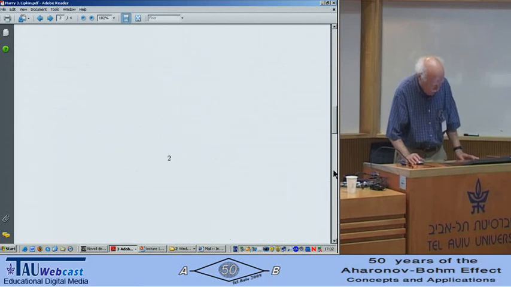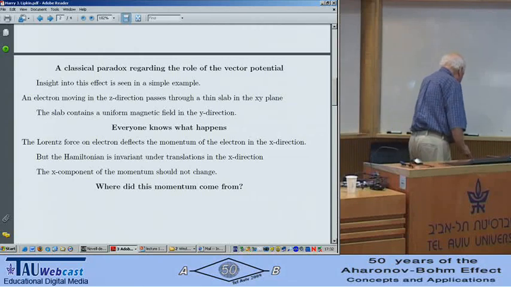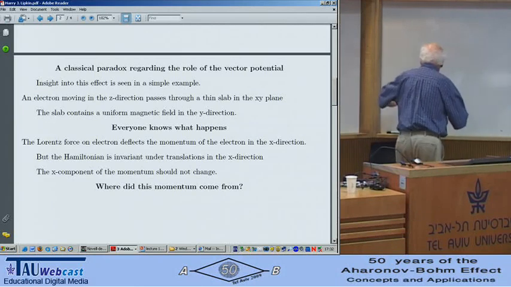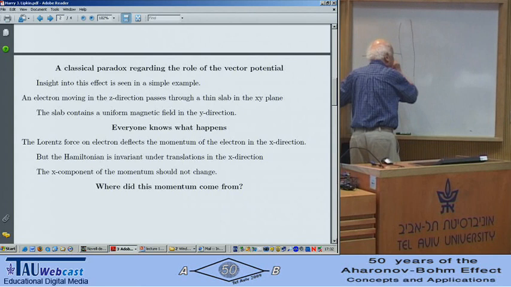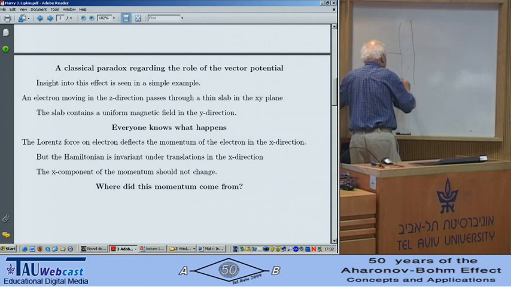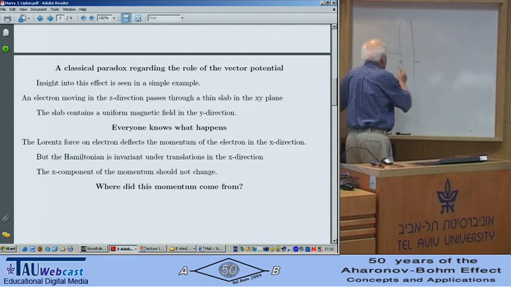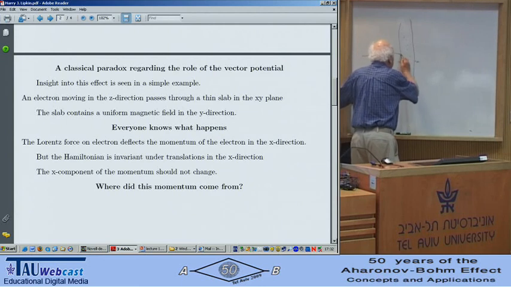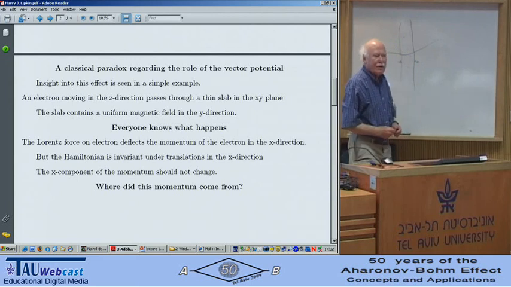I went back here. I didn't draw the picture, but I think it's simple enough so you'll just see it. We have an electron coming in. These lines are supposed to be straight. There's a magnetic field perpendicular from z equals minus a to z equals plus a. And we all know what happens. The electron goes into the magnetic field, there's a Lorentz force, and it gets deflected. This is something that any student can calculate and get the right answer.